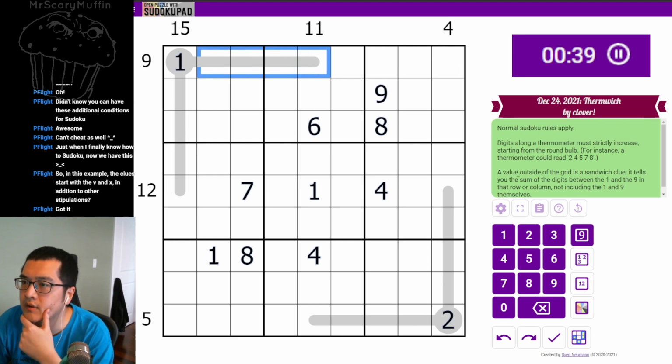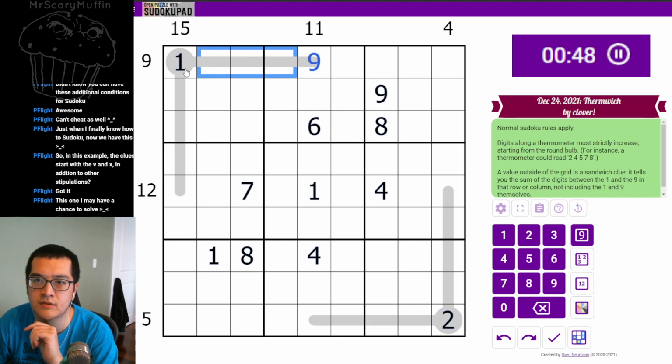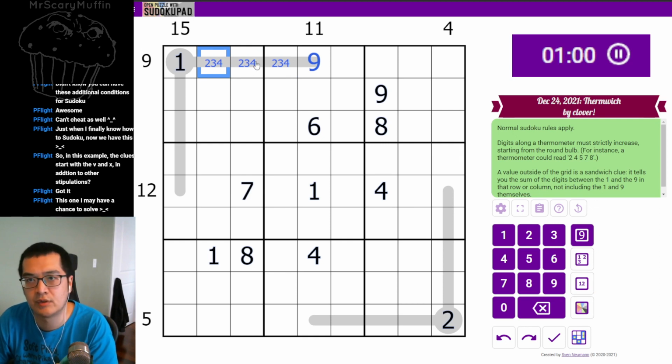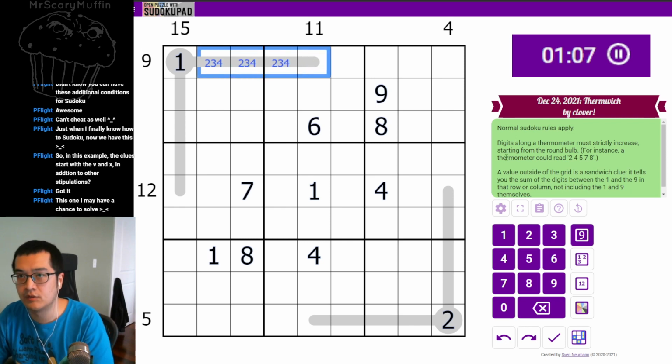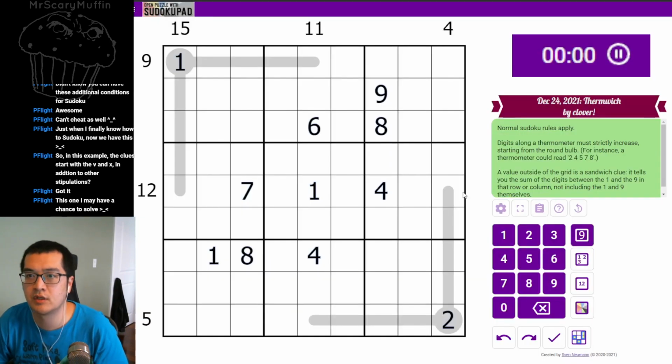So we have thermos here, and then the value outside is a sandwich between 1 and 9. If we have a 9 here, then these are the two pieces of bread, and the meat of the sandwich must add up to 9. In this case, for example, it could be 2, 3, 4, and because it's on the thermos, we also know that it would have to follow this order, and this would actually work out. All right, so I think that's all there is in this rule explainer. Let's go ahead and get started with this one.